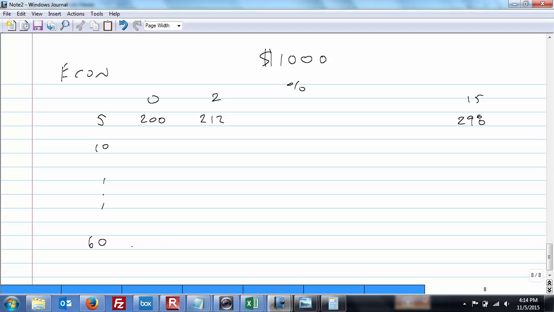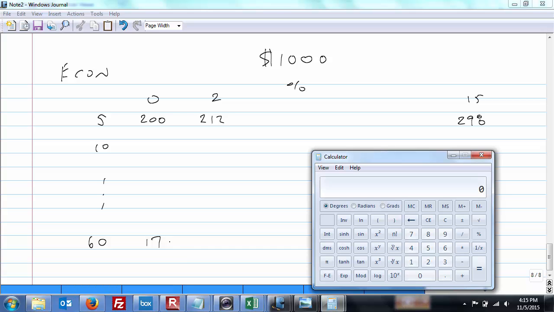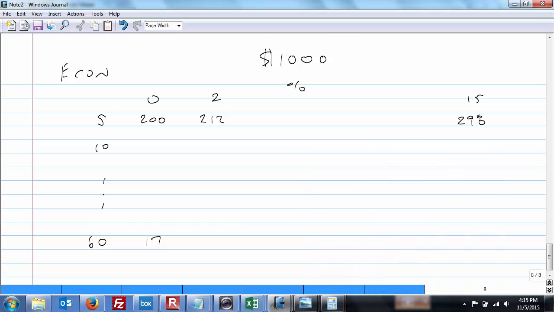Now let's go to the bottom. I just want to fill out the rest of the table. $1,000, if you've got 60 years to pay it back, you're going to pay $17 a year. Let's just verify that. That's at a 0% rate. So 1,000 divided by 60 years equals $17 a year. Okay. And then if you've got a 15% rate, you're going to be paying $150 a year for 60 years.